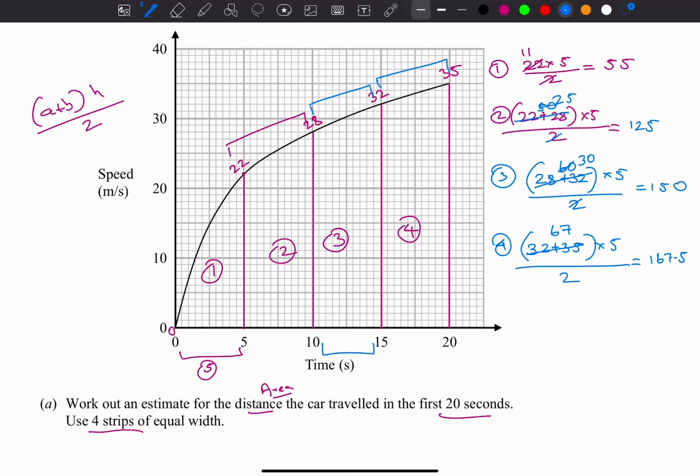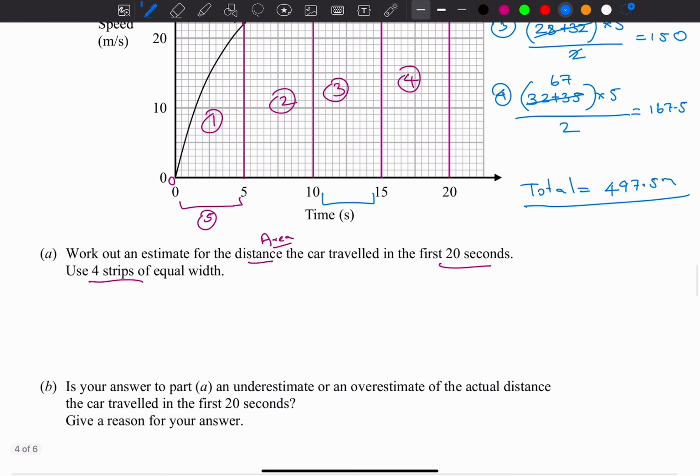And what is the question? You want the total distance anyways, right? So total distance is add them up, which is 55 plus 125 plus 150 plus 167.5, which is going to give you an answer of 497.5 meters. Simple. Okay, easy.